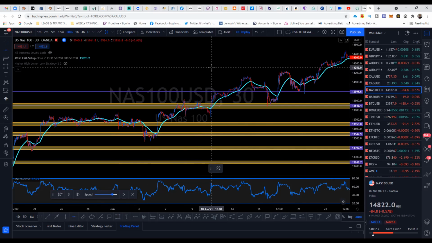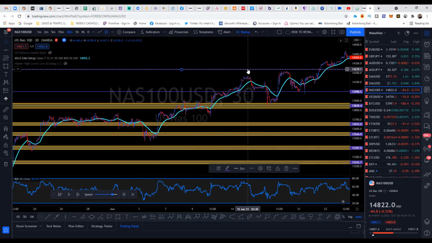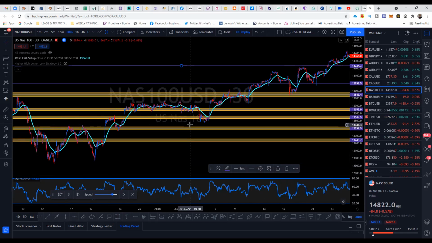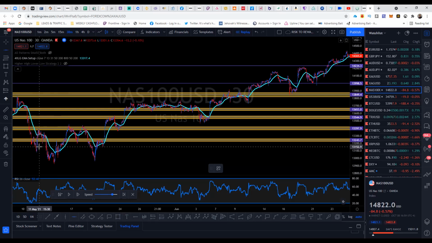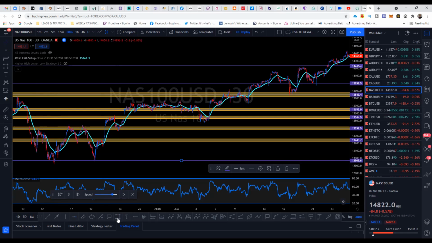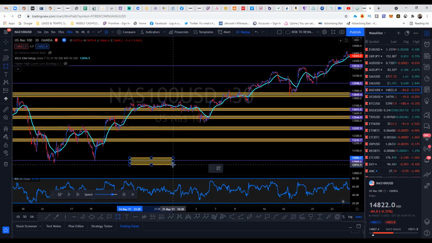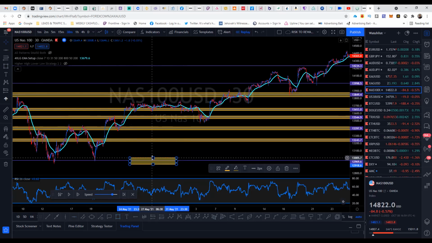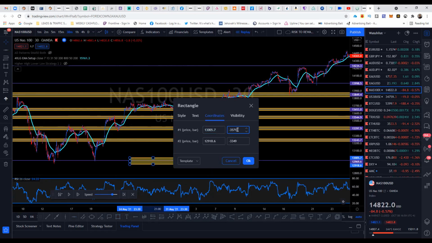Then we're going to actually go to here, see some wicks here. So we can kind of utilize that a little bit. This is good. So then I'm going to actually start going to the bottom down here as well. Matter of fact, I'm just going to put another support here. Then we're going to draw a zone here. We're going to stretch this out.